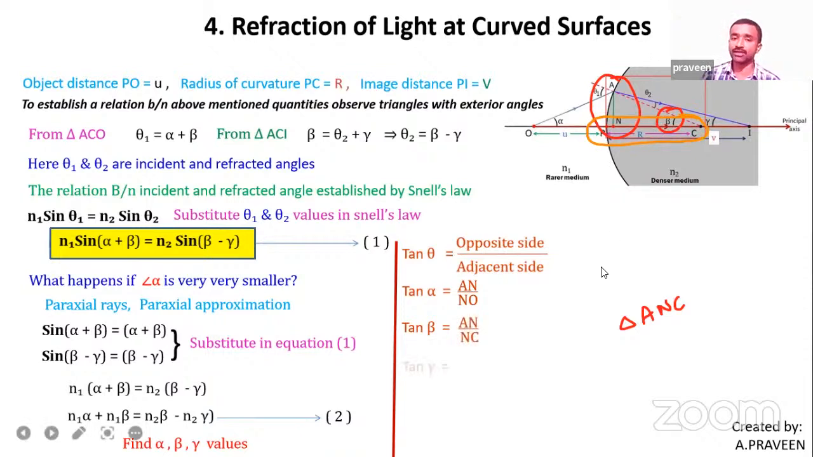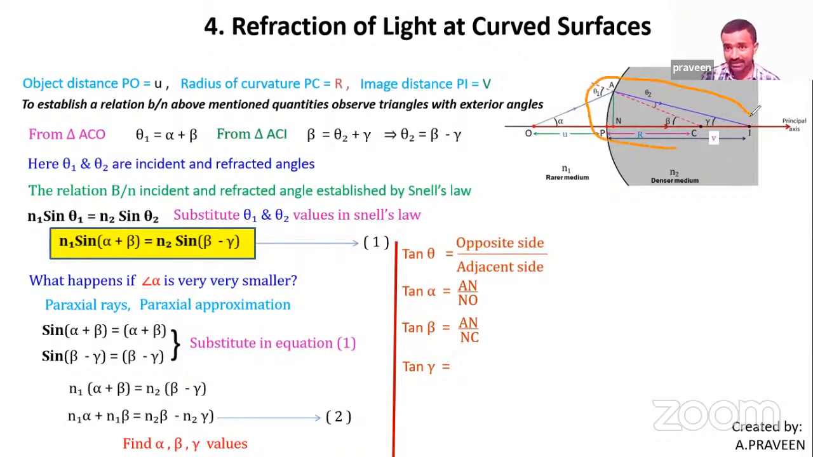Similarly, tan gamma equals, in the triangle, which triangle is that? It is triangle ANI, which includes the gamma. So tan gamma is equal to the opposite side to gamma, AN, by NI. So we have written these. Then, as I already told you, the approximation.